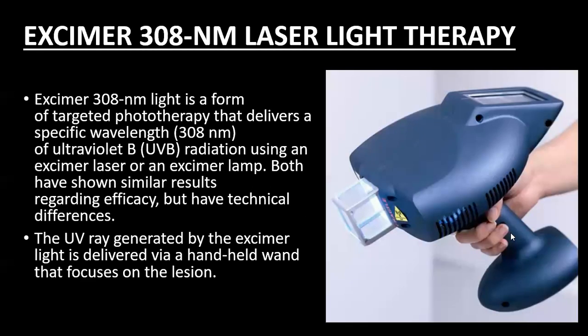Then the last topic of today's lecture is excimer 308 nanometer laser light therapy. Excimer 308 nanometer light is a form of targeted phototherapy that delivers a specific wavelength of 308 nanometer of UVB radiation using an excimer laser or excimer lamp. Both have shown similar results regarding the efficacy, but have some technical differences. The UV ray generated by excimer light is delivered via a handheld wand that focuses on the lesion. It is shown in the picture.